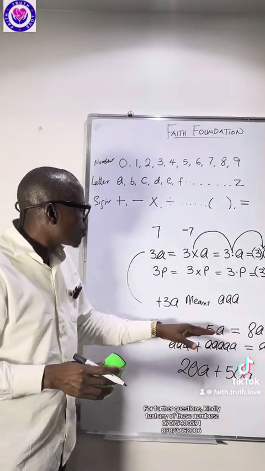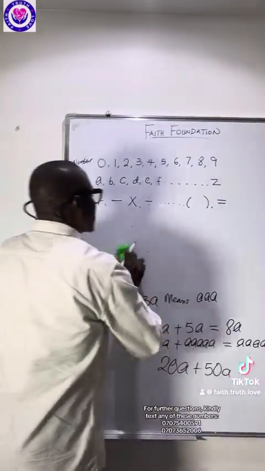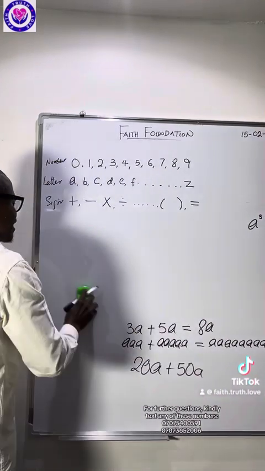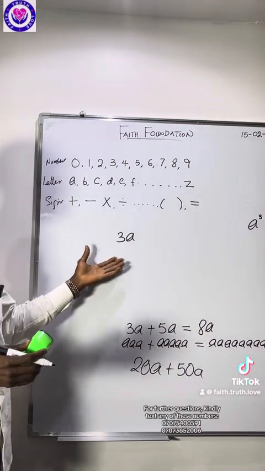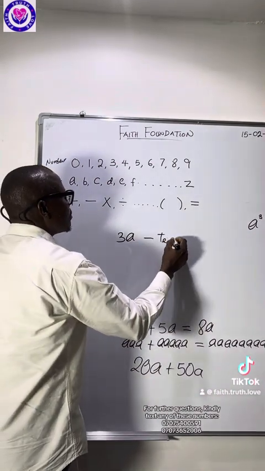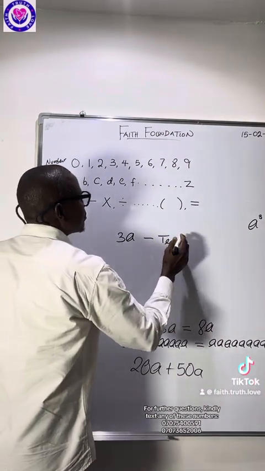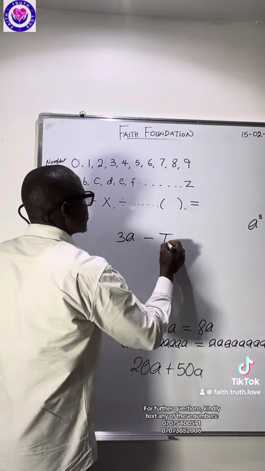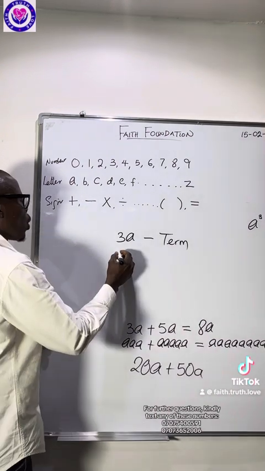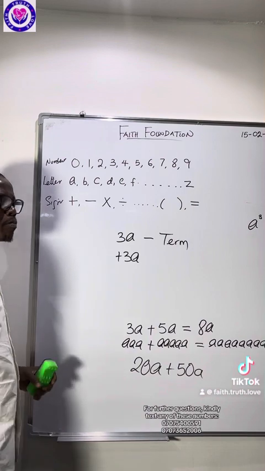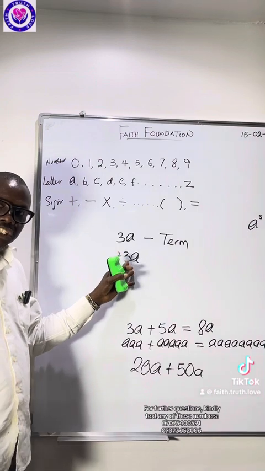Now, this is a term. We call it a term. When you have 3A, this is a term. In this term, it is positive. It is plus 3A, positive. In this term, we have the sign plus, we have digit 3, we have A.